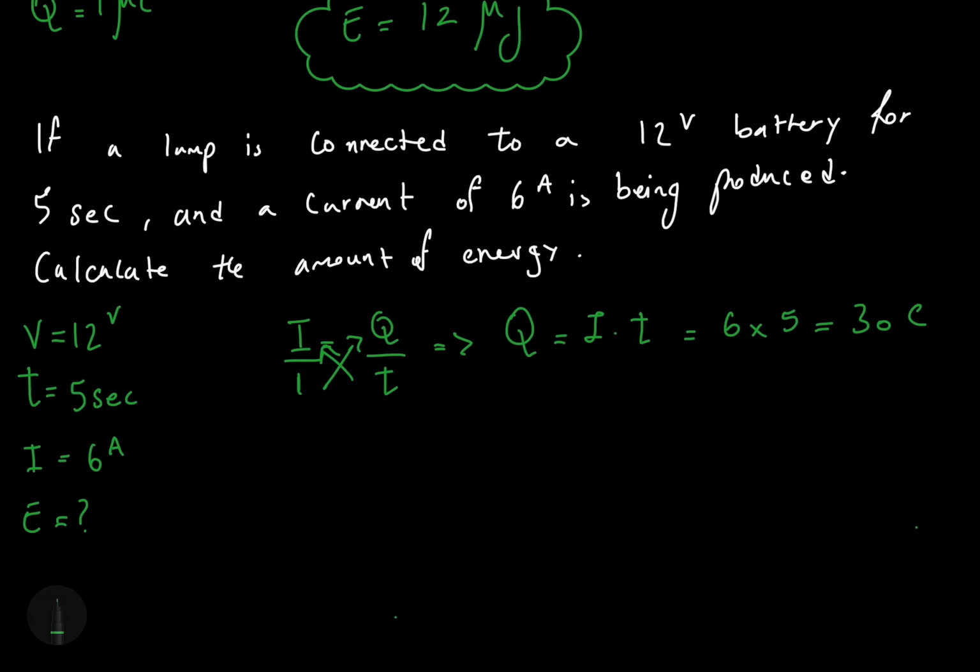Now that we have that, we just have to calculate the energy. Energy is simply the voltage multiplied by the charge. So 12 volts times 30 coulombs, and the answer is 30 times 12. If you multiply 30 by 12, you find the exact amount of energy that is being converted in this 5 seconds, which is 360 joules.